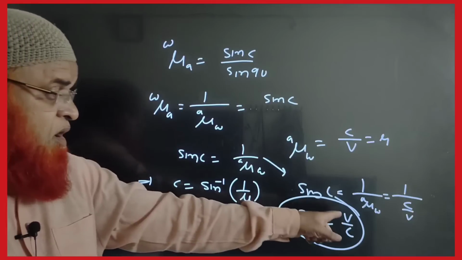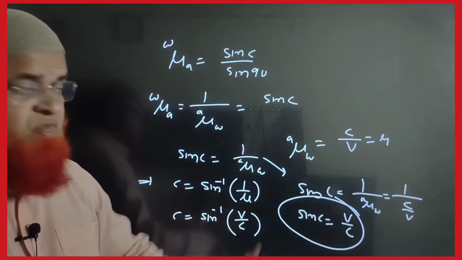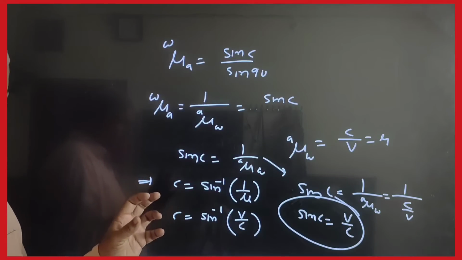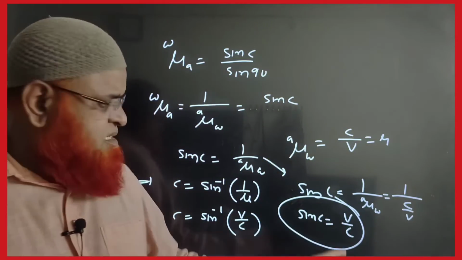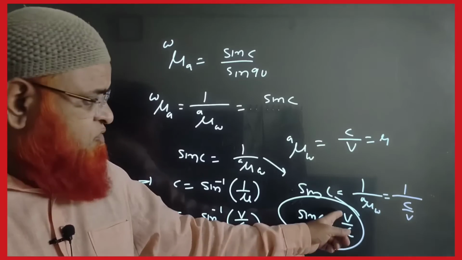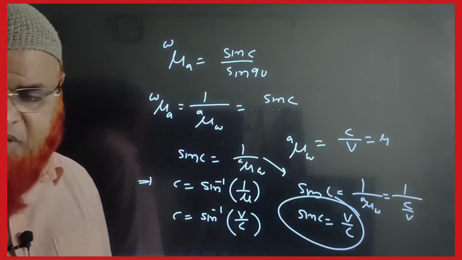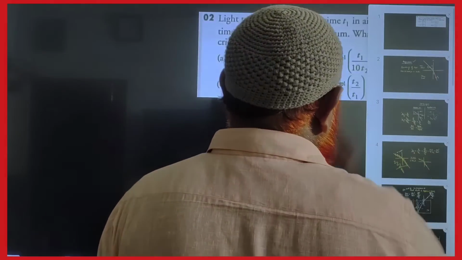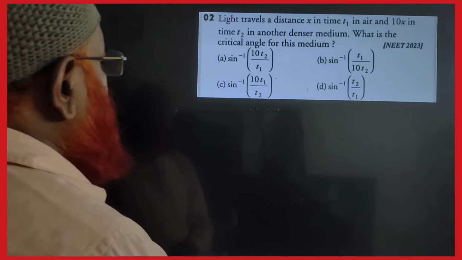Critical angle means velocity of light in a medium to that of velocity of light in some other medium. C means velocity of light in air, V means velocity of light in any other medium. Is it clear? Yes. So this is about the critical angle. Now we can solve any problem. Now just see here.